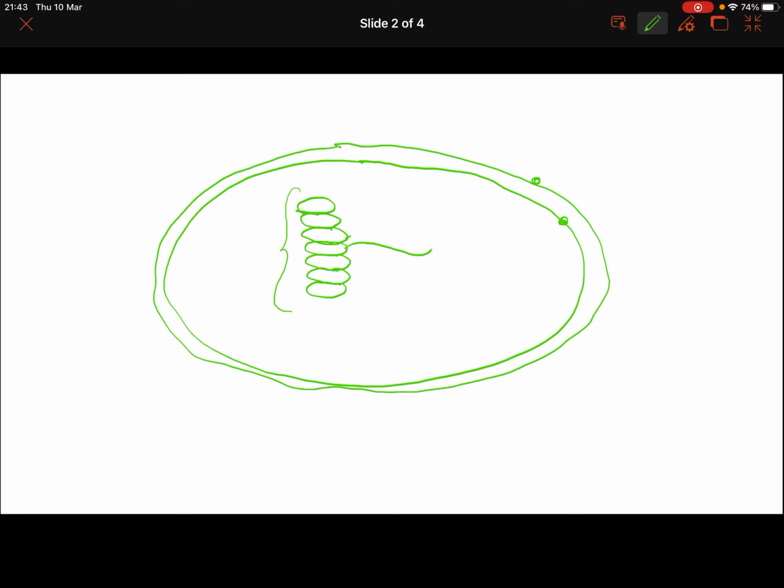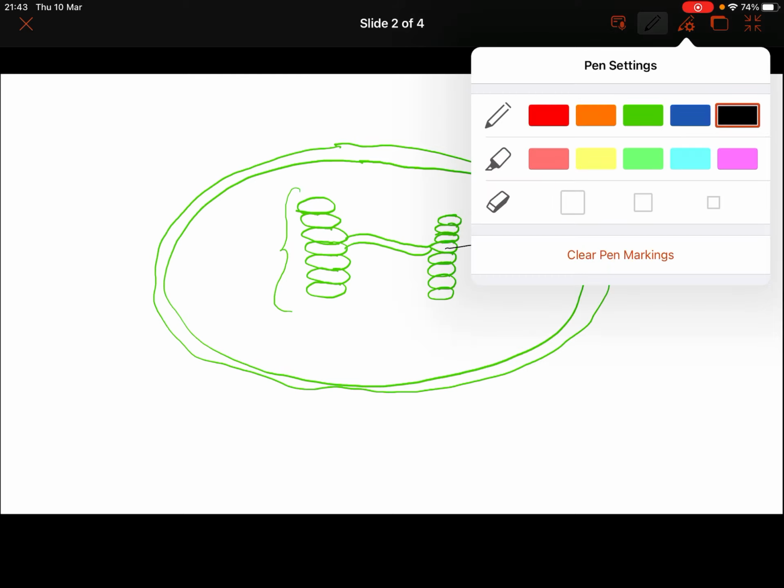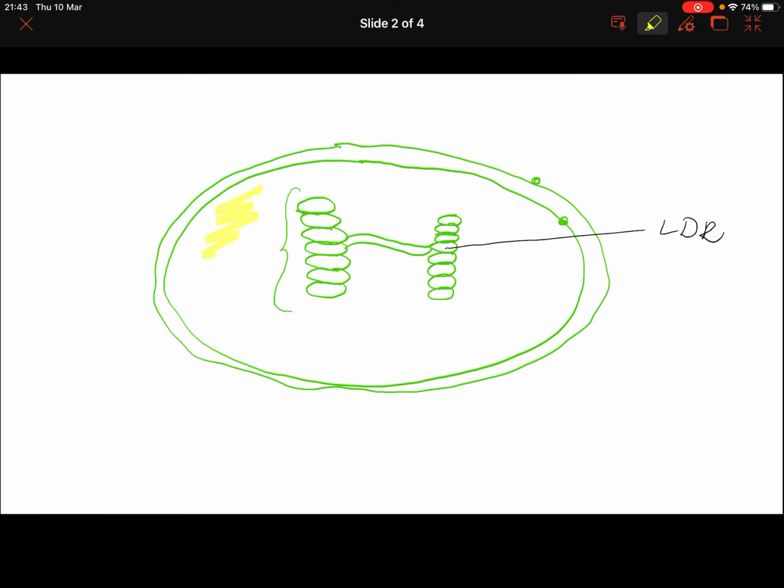Grana are connected within the chloroplast through the lamella, which then leads to another granum, which is made of many thylakoid membranes. Remember, many means we've got increased surface area and we need that for the absorption of the light energy. Where the stages are taking place within the chloroplast: the first stage, the light-dependent reaction, happens in the thylakoid membrane, and the light-independent reaction happens in the stroma.